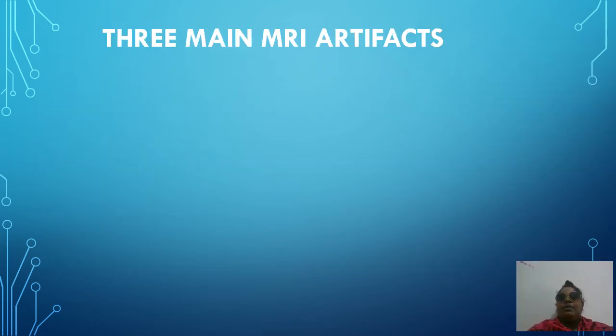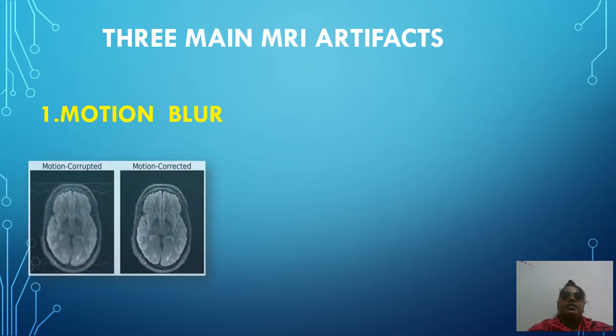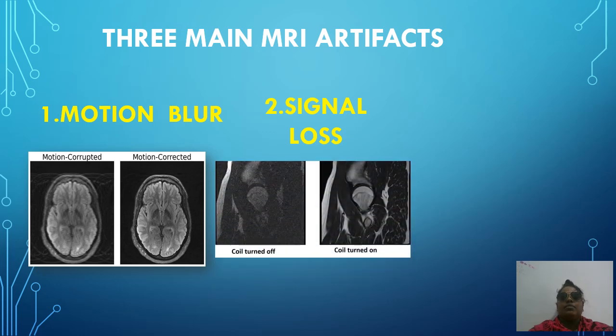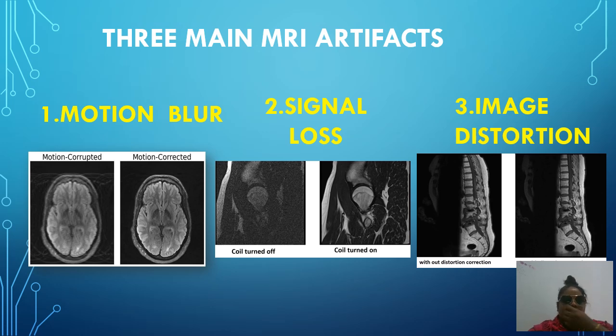Three main MRI artifacts that we chose for today's presentation. First, motion blur. Let's see the image. You can see in the bottom image the motion is corrupted, and the motion is corrected afterwards. Second, the signal loss, where the coil is turned off. Due to the signal loss, we lost the image detail. When the coil is turned on, the detail is normal. Then third is image distortion, where the image is distorted.